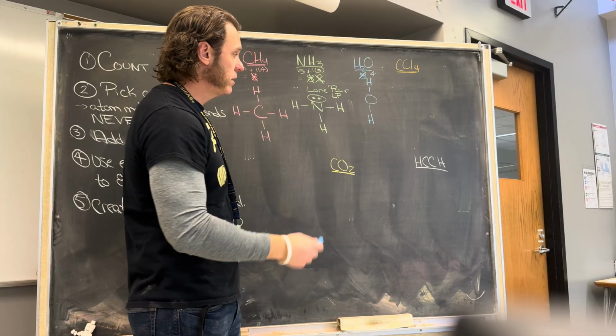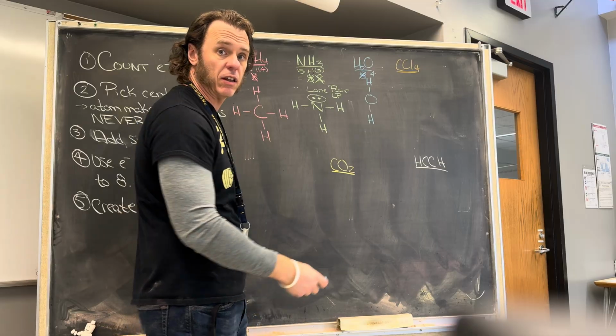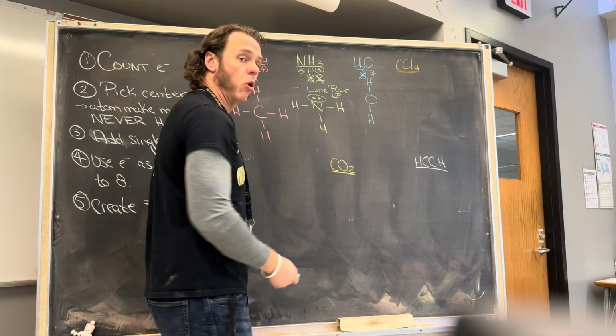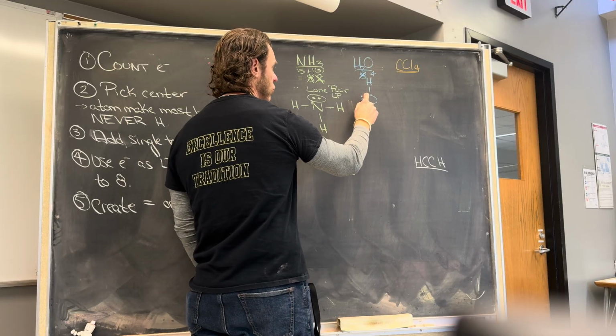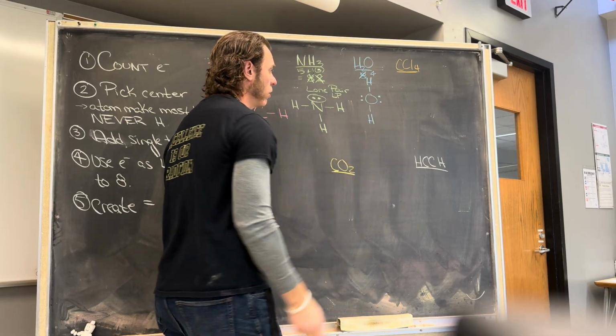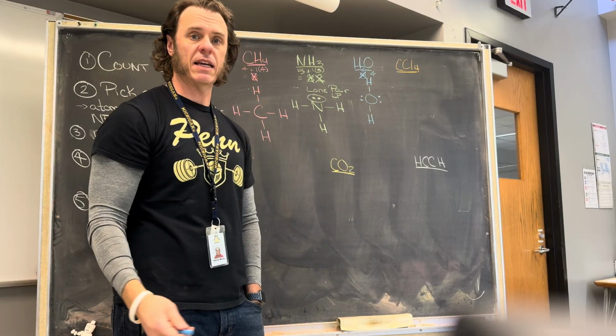Well, does oxygen adhere to the octet rule? Does it have 8 valence electrons? 2, 4. No, it does not. Where can we put these 4 electrons? 1, 2, 3, 4. There you go. 2, 4, 6, 8. Oxygen now has an octet.